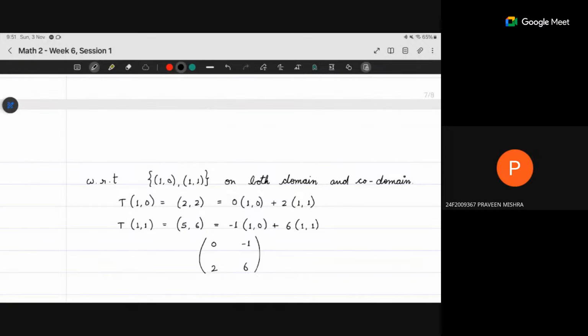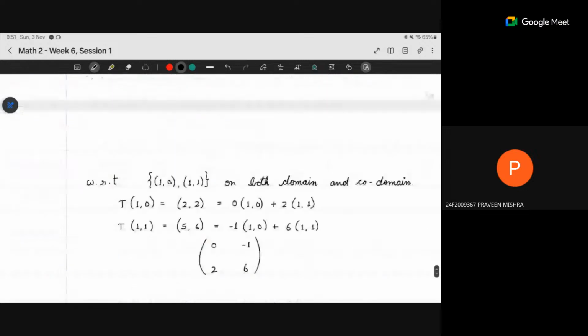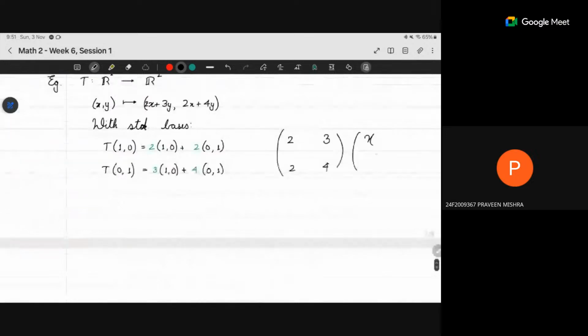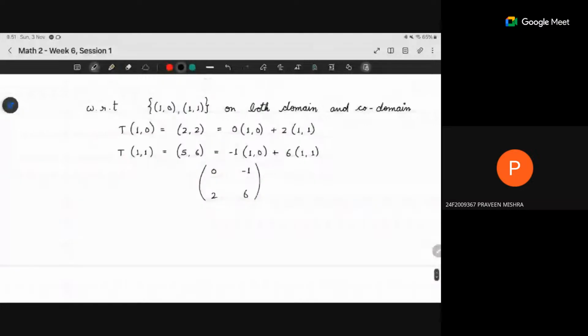So in both of these examples, we have taken the same basis on the domain and the codomain. It can so happen that you have a different basis on the domain and a different basis on the codomain. The calculation becomes a little bit more difficult. But all of this, at least algorithmically, makes sense, right? So what is the point of getting this matrix? At least over here, we did see that every vector x, y was mapped to 2x plus 3y, 2x plus 4y. What does this matrix even give you? Is it just some 4 numbers?